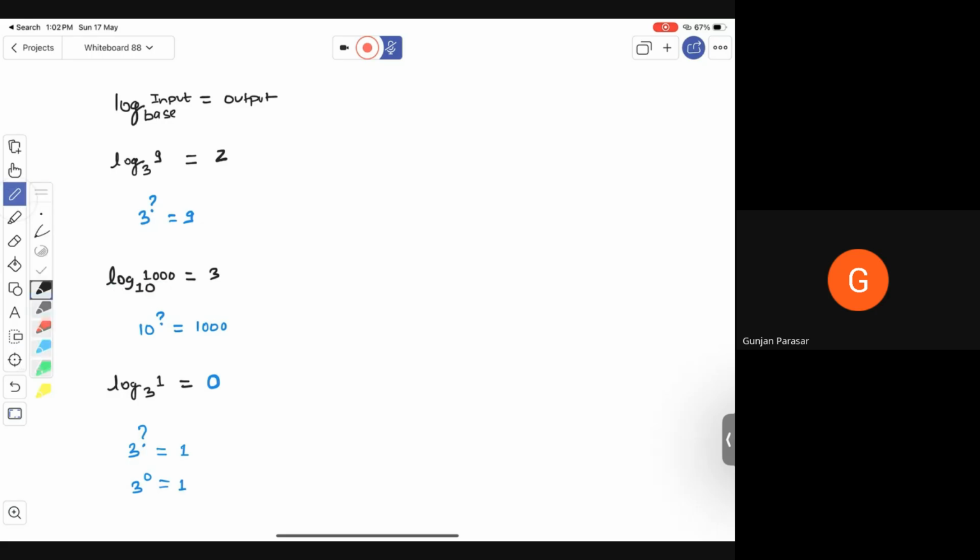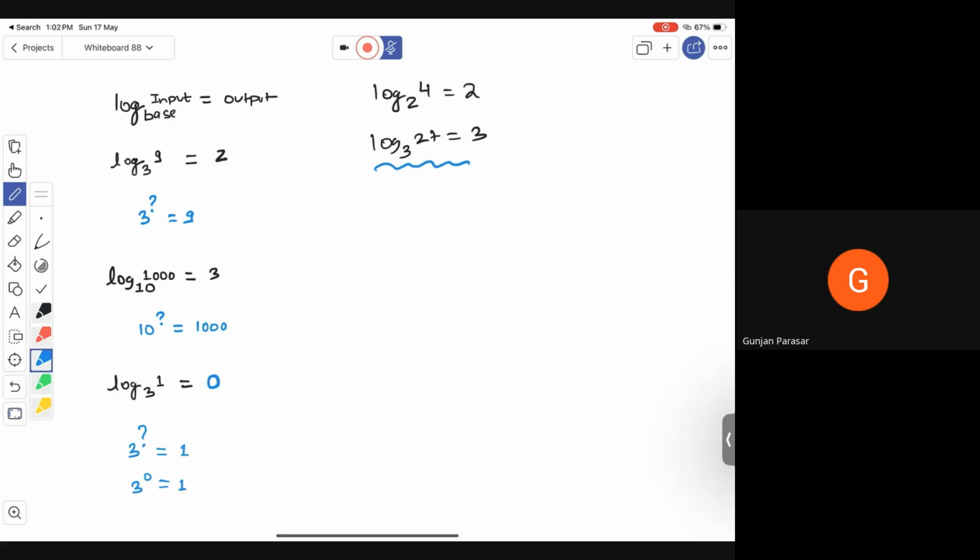Like, if I write just one more, log having base 2 input 4 will be how much? 2, no? Log having base 3 input 9 will be how much? Input 27 will be how much? 3. So the first log formula comes from such kind of thing.